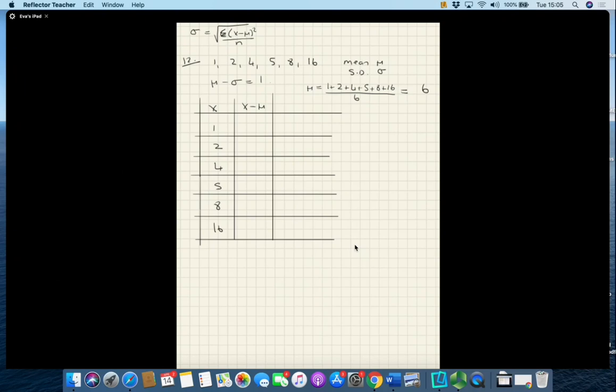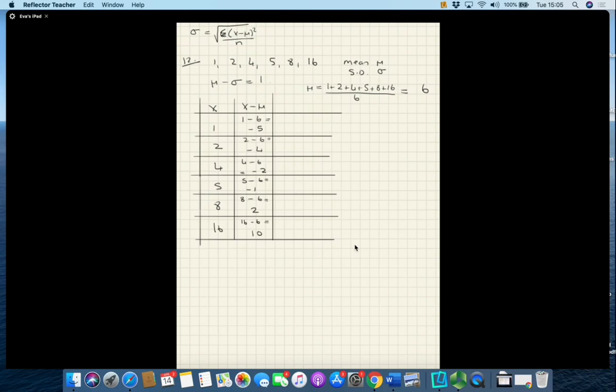Okay, so all of these then is x minus mu, so it's 1 minus 6, so I'm getting minus 5. This one is 2 minus 6, I'm getting minus 4. 4 minus 6, getting minus 2. 5 minus 6, minus 1. 8 minus 6 is 2. 16 minus 6 is 10.